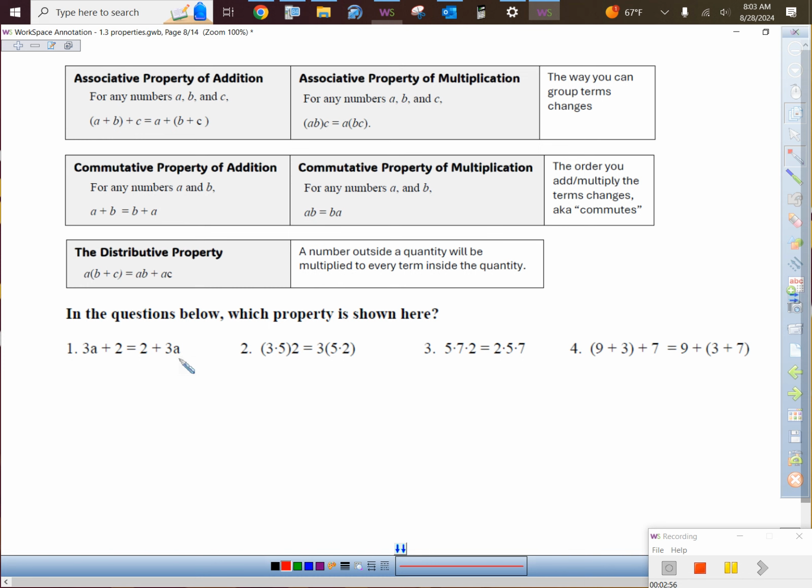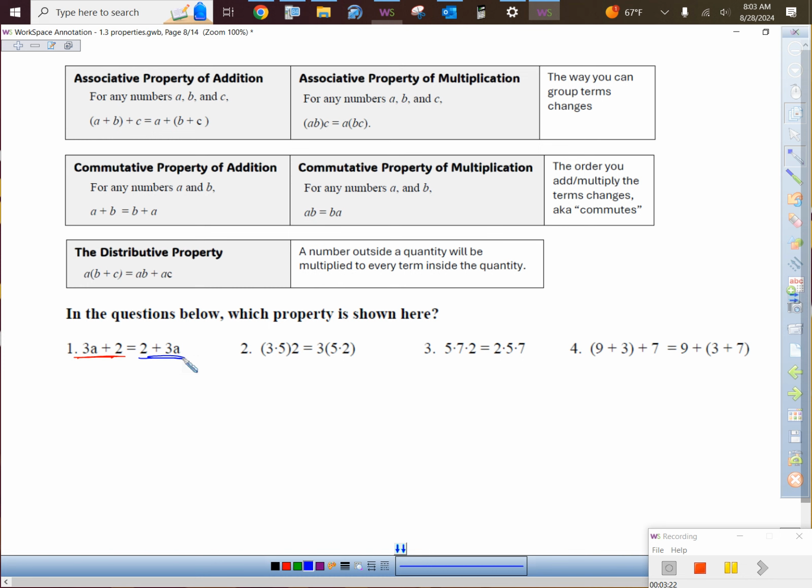Nope. So it's got to be either the commutative property or the associative property. I look for groups. Was there some grouping symbols at all? Did you see parentheses at all? So this one is most likely the commutative property. Did things move from one way to the other, like the 3A was on the left and the 2 was on the right? Cool. So it is in the commutative category.